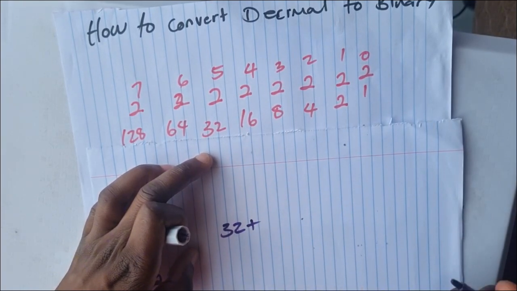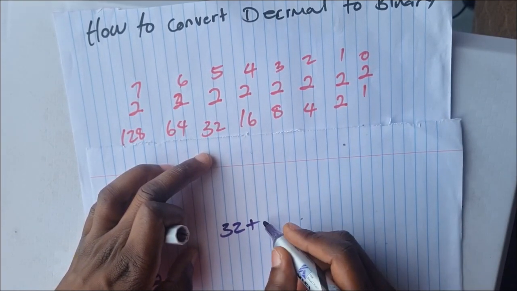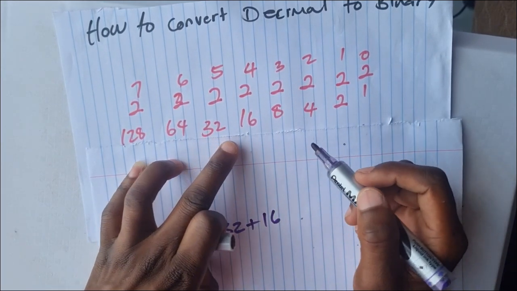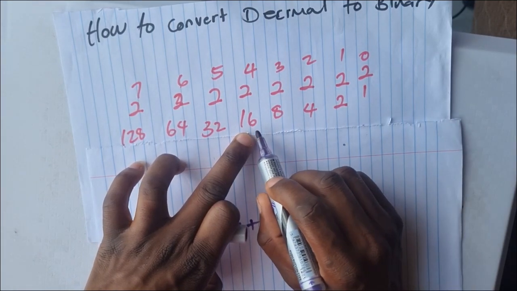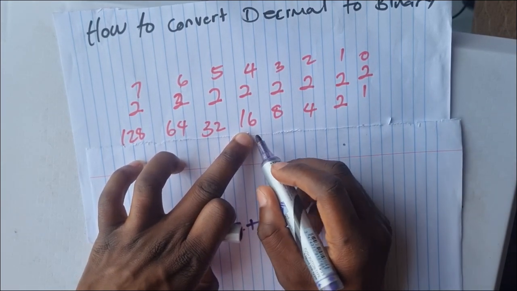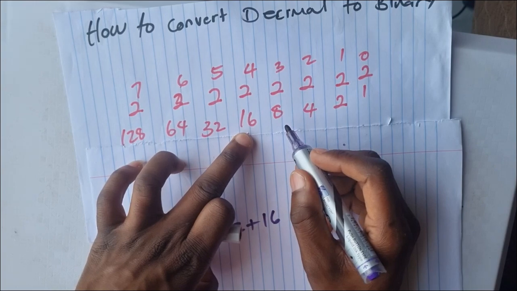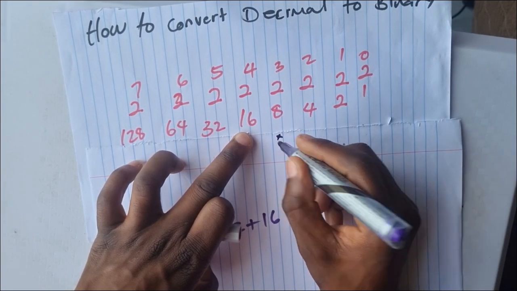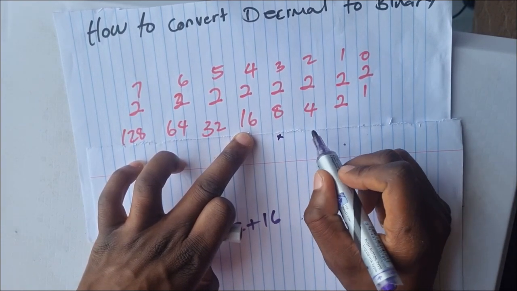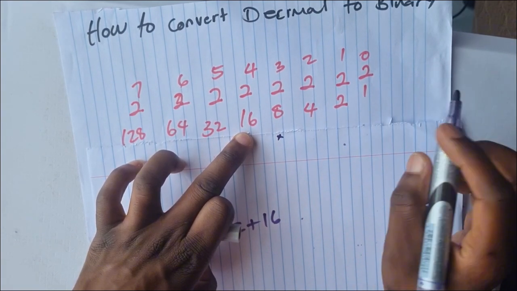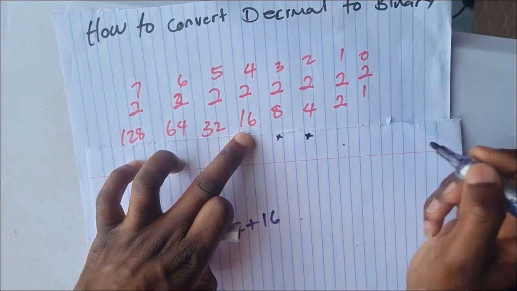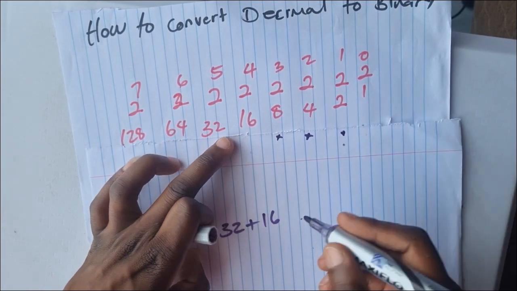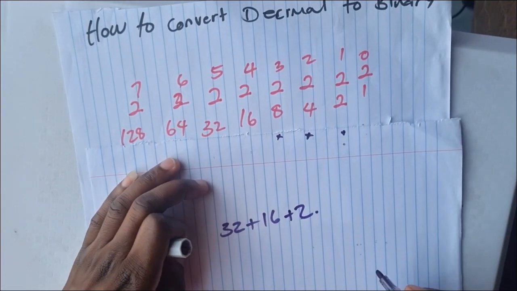32 plus 16 gives us 48. So still, we haven't reached 50. 48 plus 8 is going to give us 56, so we do not count 8. 48 plus 4 gives us 52, so we do not count 4 as well. 48 plus 2 is going to give us 50, so we're going to add that one here.